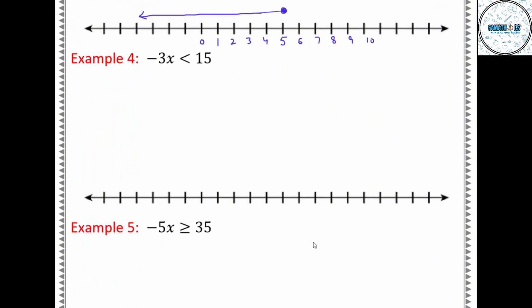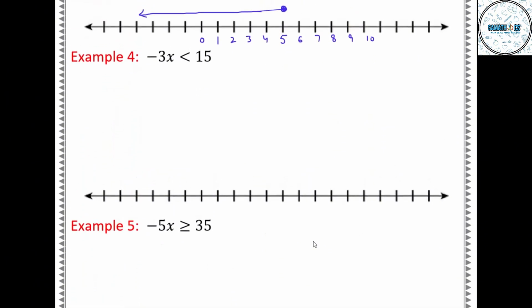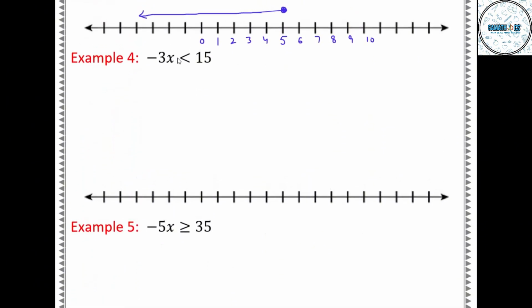Another example, minus 3x is less than 15. X is multiplying by minus. Now what we will take, we will divide 15 by minus 3. Whenever we multiply or divide by a negative number, the sign of inequality is to be changed. So x is greater than minus 5.